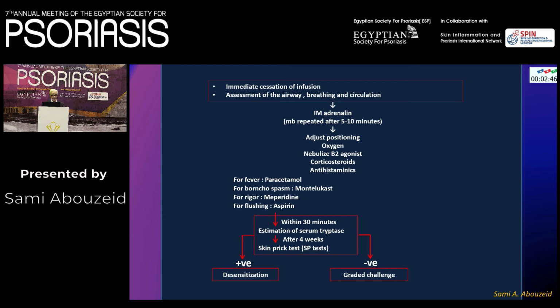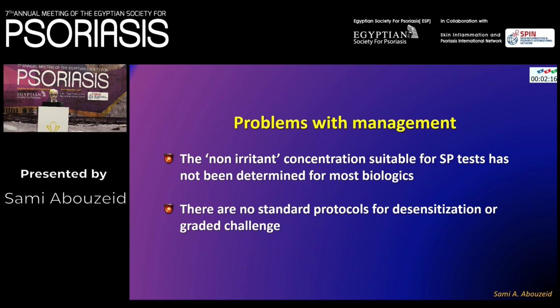Immediately after these measures, within 30 minutes we estimate serum tryptase, and after 4 weeks we do a skin prick test so that we can diagnose whether this is IgE-mediated or not. If it is IgE-mediated, we do desensitization. If it is not IgE-mediated, meaning the test is negative, we do a graded challenge. Problems with management: the non-irritant concentration suitable for skin prick tests has not been determined for most biologics, and there are no standard protocols for desensitization or graded challenge.